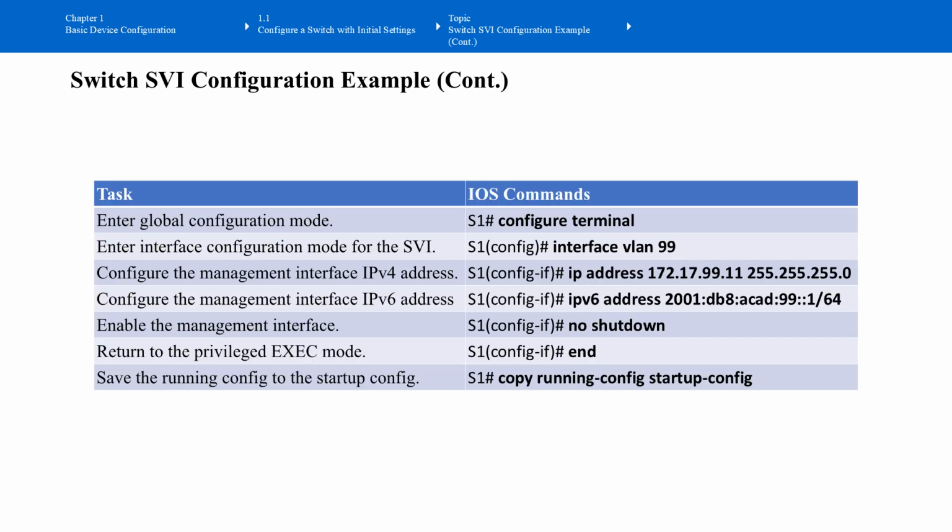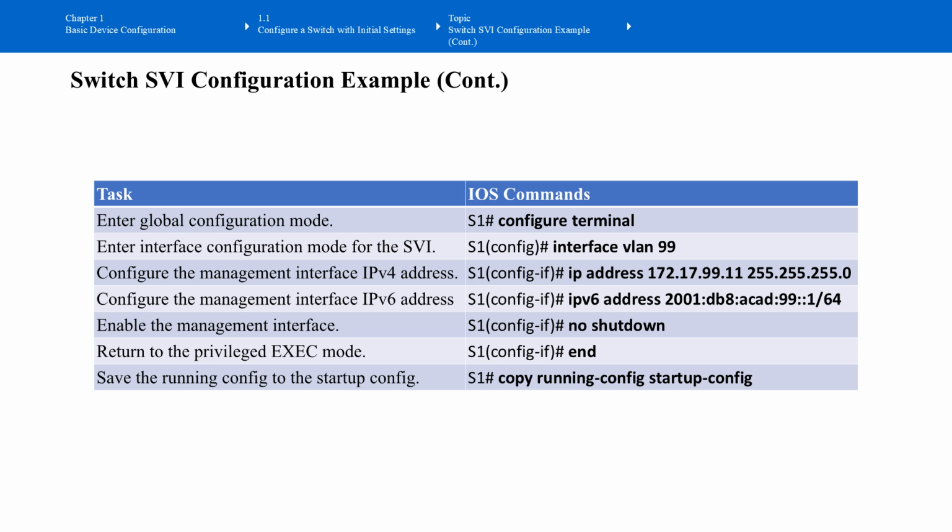This table summarizes the commands associated with this topic. We use the configure terminal command to enter into the global configuration mode. And then we use interface vlan 99 to enter into this VLAN interface. And then in the interface configuration mode, we enter ip address followed by the address and the subnet mask to assign the IP and the subnet mask to this interface.